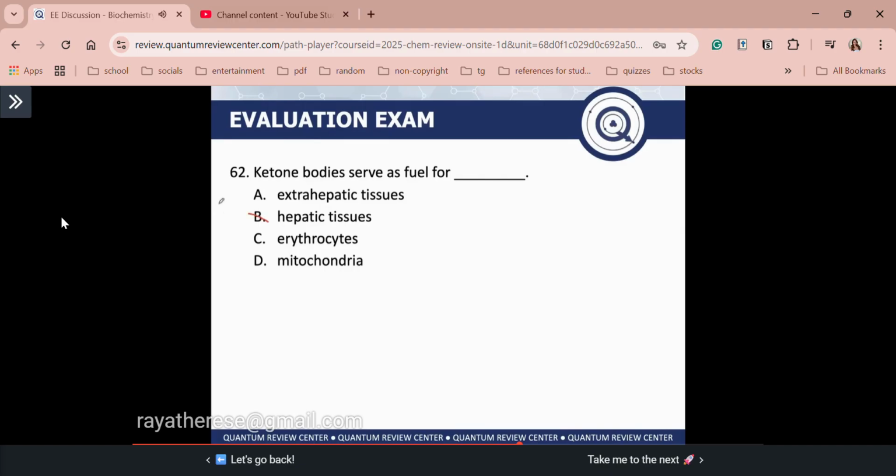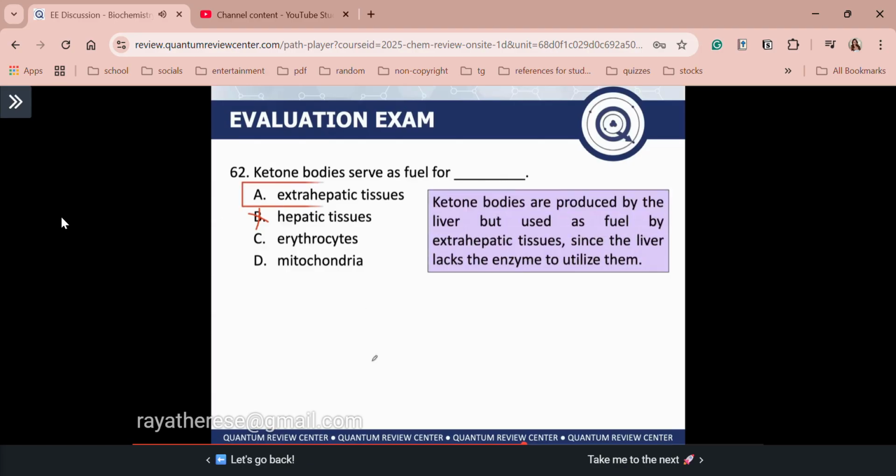Class, hepatic tissues are not the correct answer. Okay? So again, si hepatic tissues, site po siya ng ketone bodies formation. But our liver does not use your ketone bodies. O sir, ano nga po ulit yung reason? Because they lack the enzyme that catalyzes the production or utilization of your ketone body, particularly your beta-ketoacyl transferase. Diba? So I hope you do remember that specific enzyme. So here our answer actually is extrahepatic tissues. Again, your ketone bodies are produced by the liver, but used as fuel by extrahepatic tissues, since the liver lacks the enzyme to utilize them.